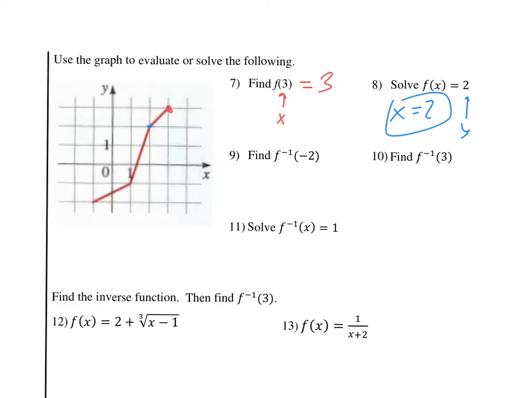All right, f inverse of negative 2. When it's inside of an inverse, that's referring to a y. And so the y value is -2, and we do have that right there with an x value of -1 as our answer.